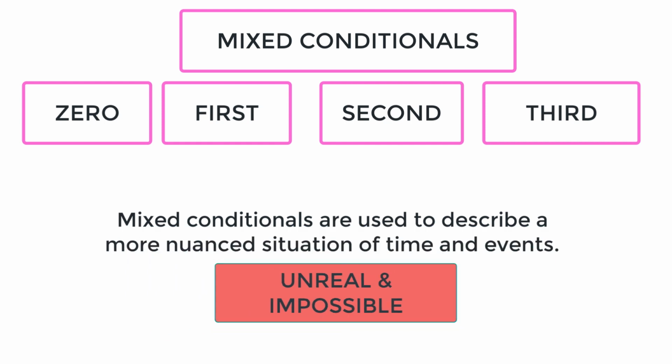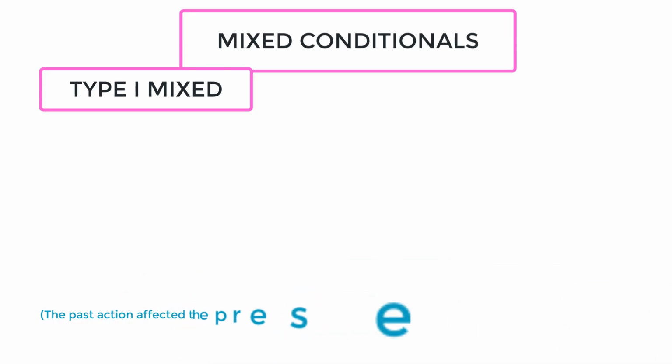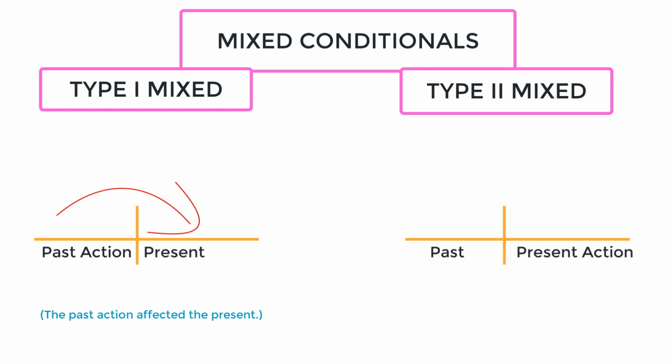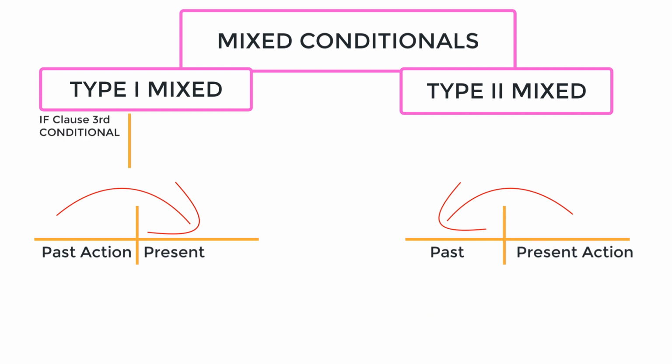You have two types of mixed conditionals. One of these shows how a past action affects the present, and the other one shows how a present action affects the past. Let's look at the first type of mixed conditional, where a past action affects the present. What we're doing here to form this type of conditional is we're taking the if clause from the third conditional and we will mix it with the results clause from the second conditional. So it is formed by using if plus the past perfect in the if clause and would plus the infinitive in the results clause. Let's look at some examples.